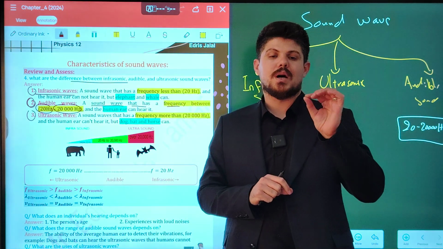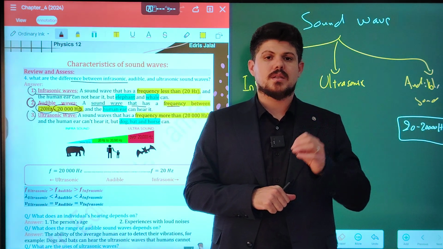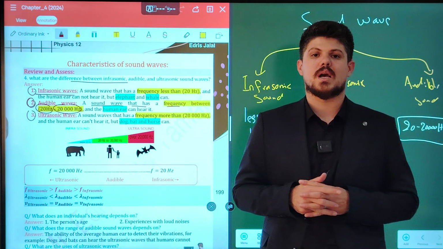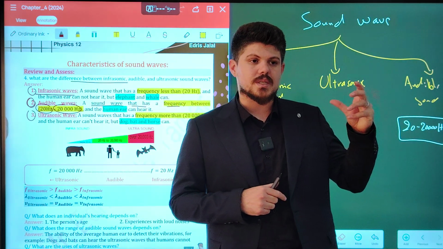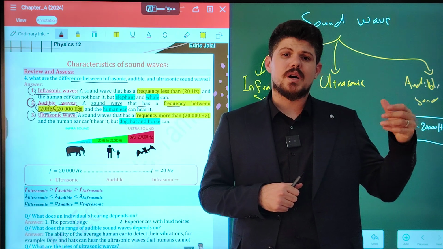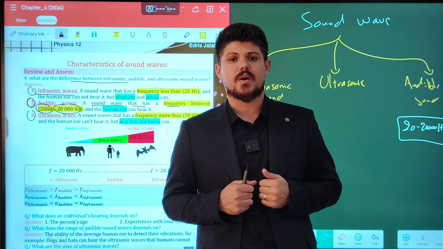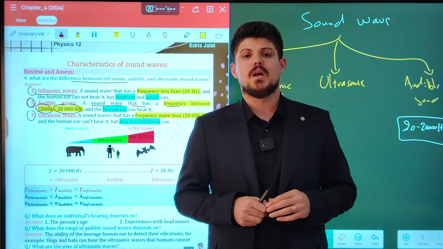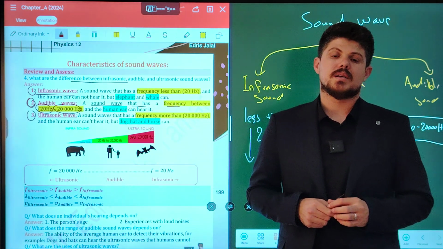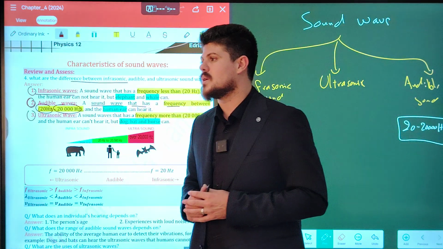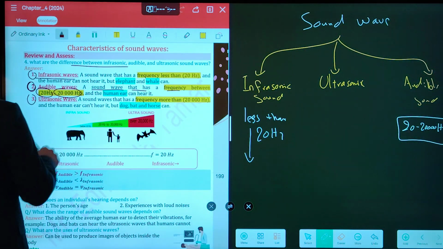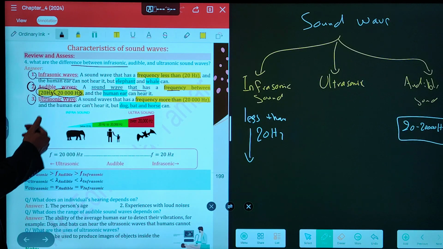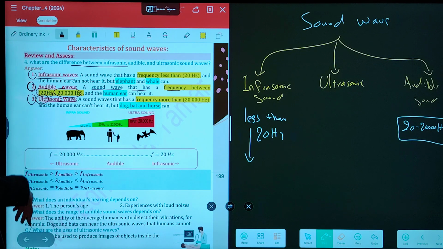We can hear frequencies in this range, but only when the intensity is enough. The frequency is not the only factor that determines which sound is audible; the intensity also has an effect. The last one is the ultrasonic wave, a sound wave that has frequency more than 20,000 hertz. That is why we say ultra.